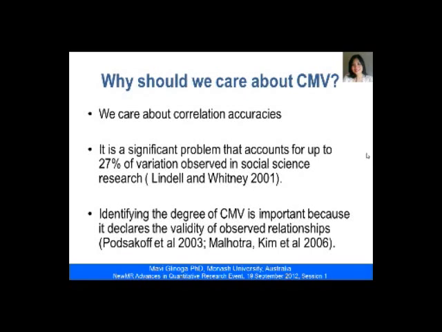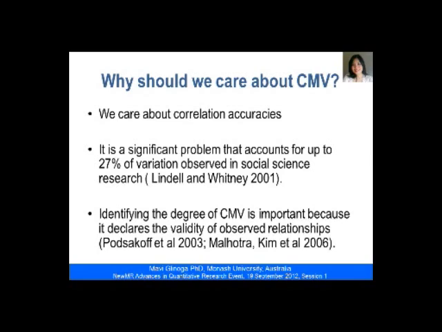So why should industry practitioners care about common method variance and not just academics? We care about correlation accuracies between variables, especially if you're using a lot of psychometric measures in your studies, because you want to make sure that your data is representative of reality, or the real world. You also want to encourage your respondents to give the most accurate and honest answer they can, instead of giving you an inaccurate picture of what the reality is.